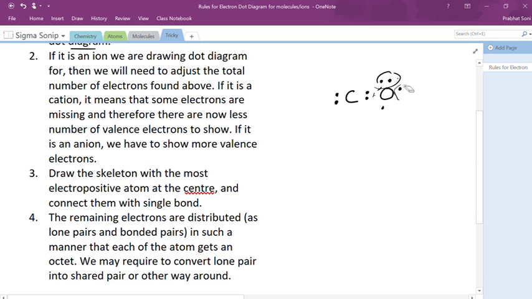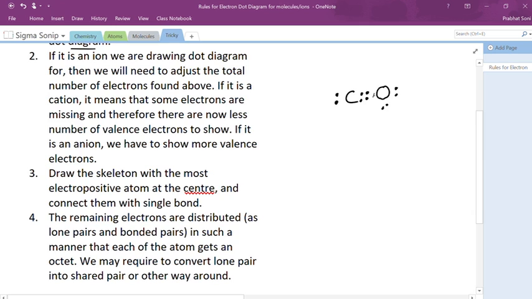I'll clean this up, clean that up. So many things have been cleaned. So this is my oxygen. Because my oxygen already has 8 electrons, but carbon has only 4, I need to give 4 more electrons to carbon. What I do is move these lone pairs on oxygen, converting them to shared pairs. I convert them into bonds. I still have only 6, so I will convert that as well.